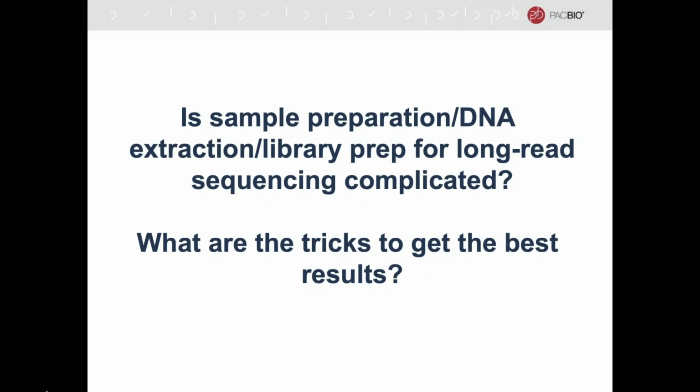Sample fresh, as fresh as you can, as long molecules as you can, and as pure as you can. And there is lots of information online nowadays that you can find.